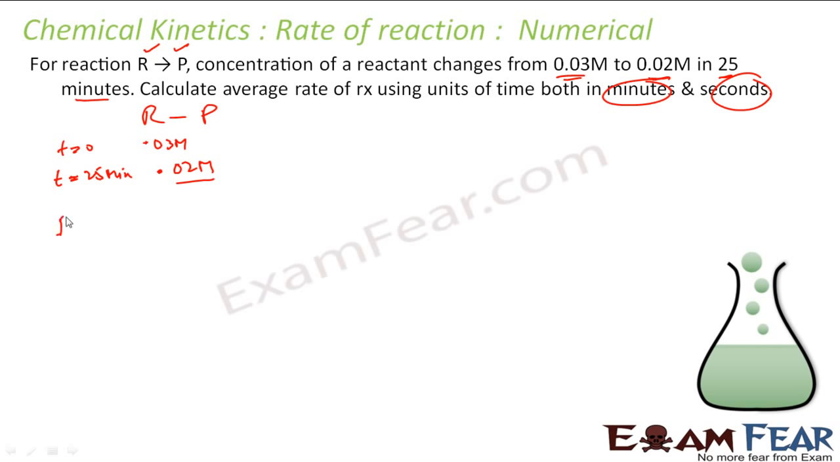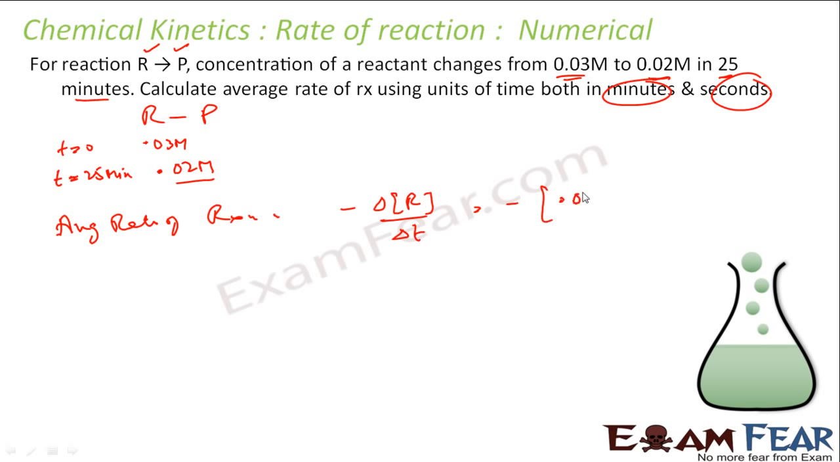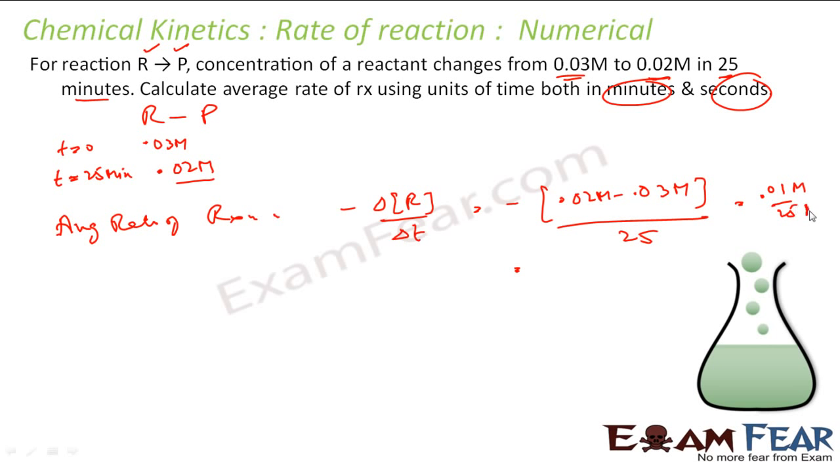Easy only. See, average rate of reaction is minus change of R with respect to t. Because there is a reactant, we have a negative sign. Coefficient is all 1, so there is no division. There is nothing but minus of reactant final concentration 0.02 M, initial concentration 0.03 M, and change in time, you have to find minutes also, so let's put the minutes only, 25 minutes. So this comes out to be 0.01 by 25, and this is a minute.